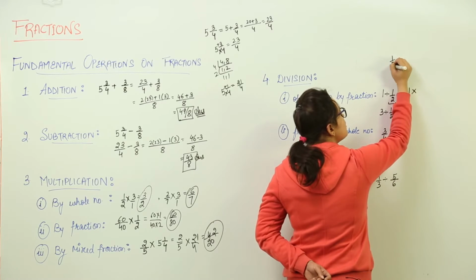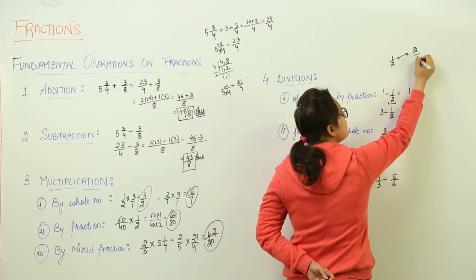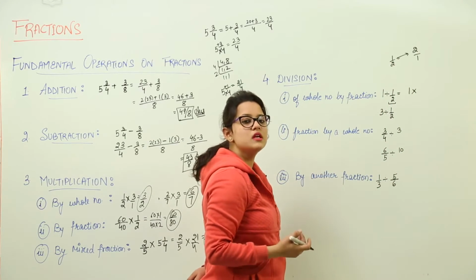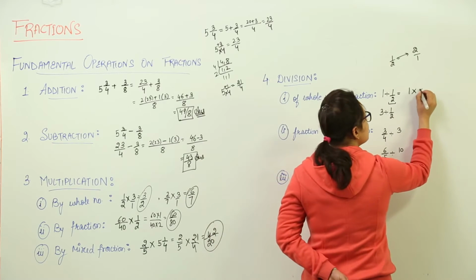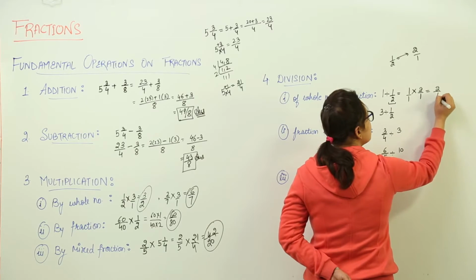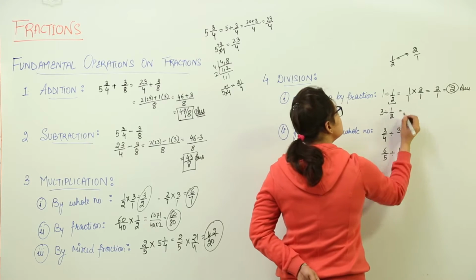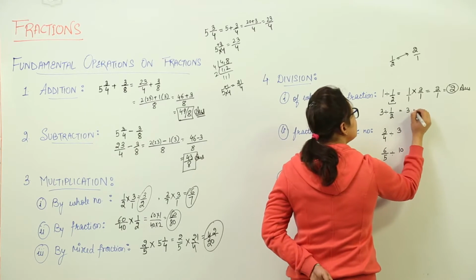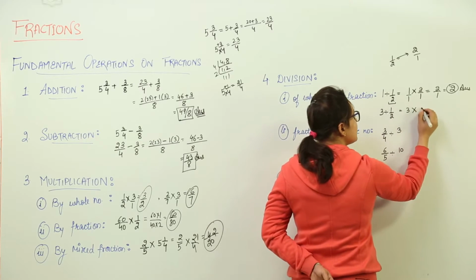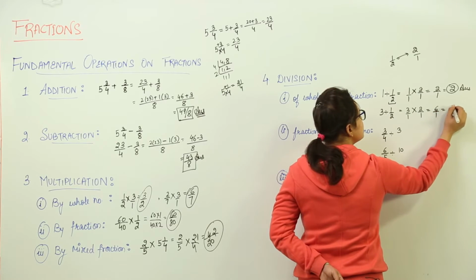What is the reciprocal of 1 by 2? The reciprocal of 1 by 2 is 2 upon 1. That means the numerator becomes the denominator and the denominator becomes the numerator. So this will become 2 upon 1. You multiply the numerator with numerator and denominator with denominator to get the answer. Similarly, let's do the next one. Here we have 3 divided with 1 by 2, which gets converted to multiplication. 1 by 2 gets reciprocated to 2 by 1. On multiplying we get 6 by 1, that is 6.